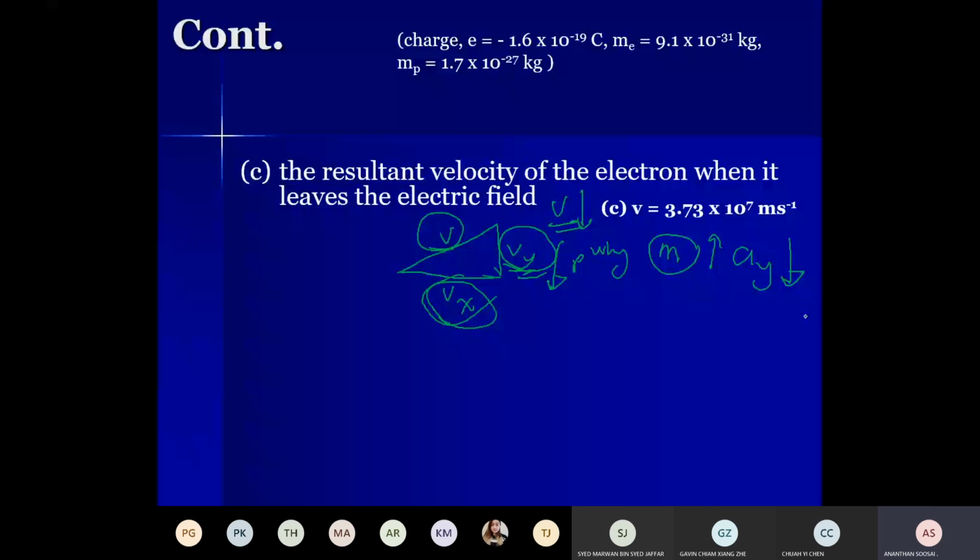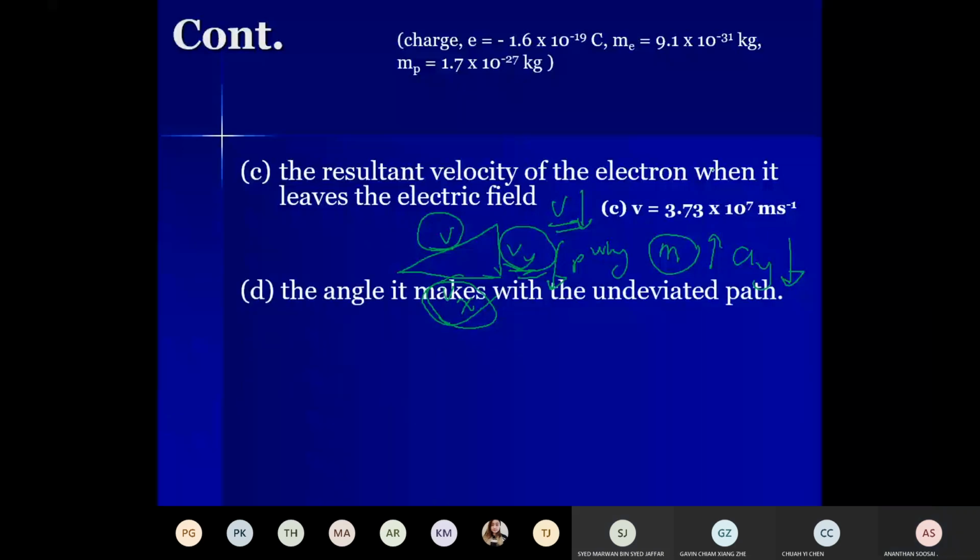Good. Vy is smaller. Okay, the fourth, what happens to the angle? When Vy is smaller, what happens to the angle of deflection? The angle of deflection is also going to be smaller, right? Because tangent theta equals Vy over Vx. Because Vy gets smaller, theta also gets smaller. So the proton will be less deflected. So that's the answer.